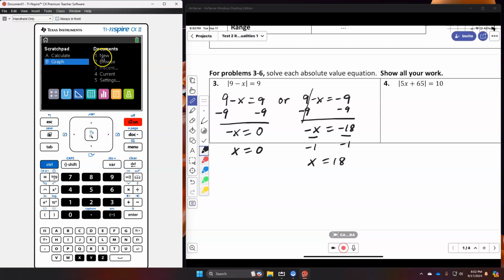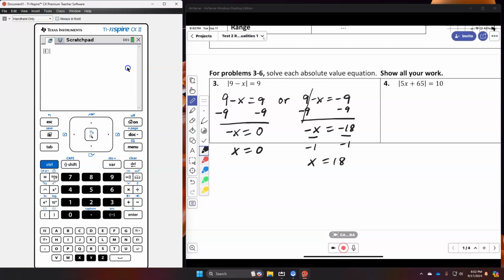I'm going to show you how to check. So go to new, and you're going to type in absolute value 9 minus 0, and then you have equals 9, enter, so that's true. And now you have absolute value again, 9 minus 18 equals 9, and you notice that it's also true.